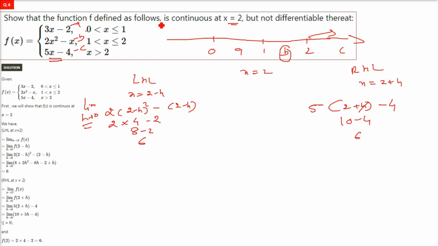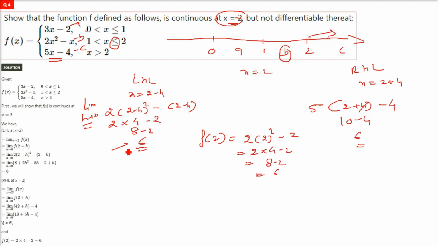So you have to show that the function is defined, and this is continuous at x equals 2. So left hand limit and right hand limit are equal. And what is the value of the function at 2? See, x is equal to 2, less than or equal to 2, so you have to use the 2x square minus x function. 2 into 2 square minus 2, 2 into 4, 8, 8 minus 2 is 6. So what they have asked, we have done it. LHL, RHL and value of the function at 2 are equal. So this is about continuity.